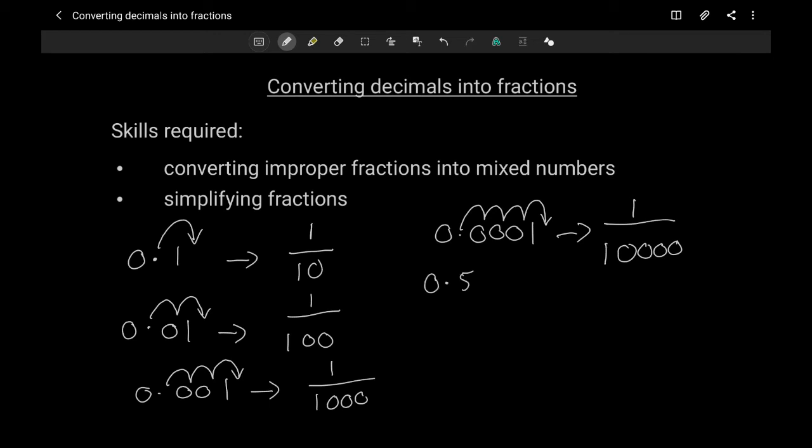So let's try this with a decimal that you're familiar with, 0.5. We follow the same process. That is, we move the decimal point over one spot. The numerator is now 5. And the denominator, because we only moved over one spot, is 10. So the answer is 5/10, or if you simplify that, that gives you 1/2.